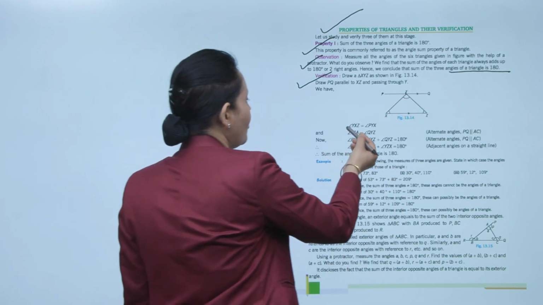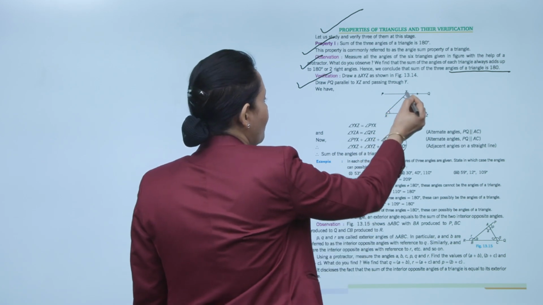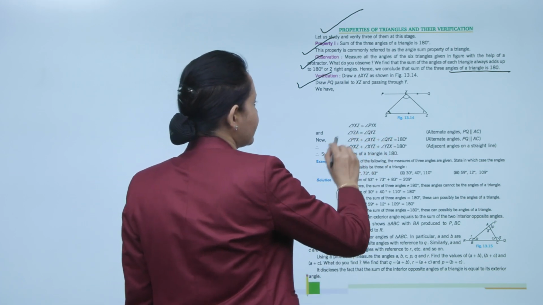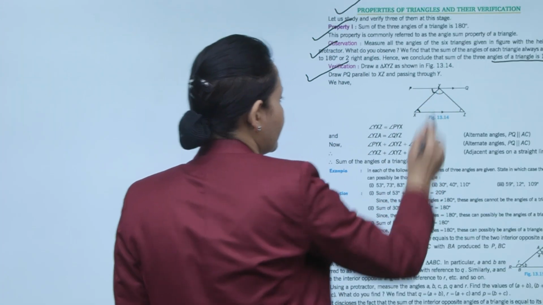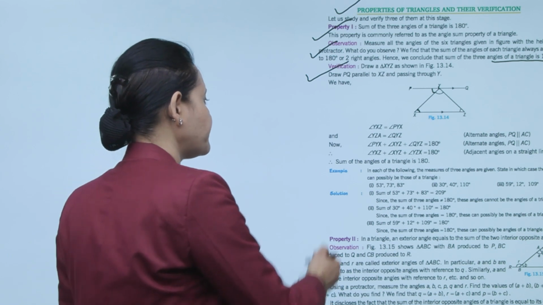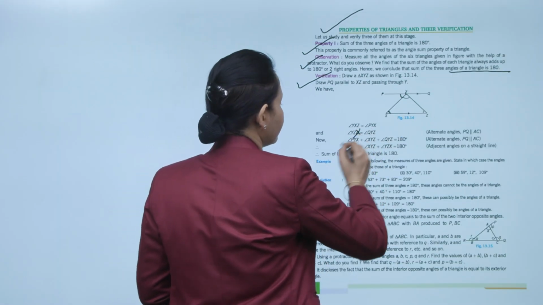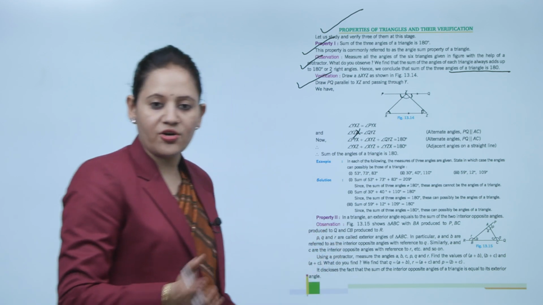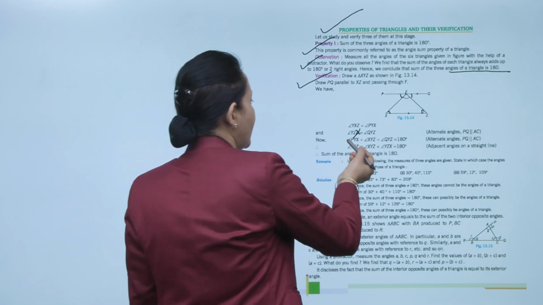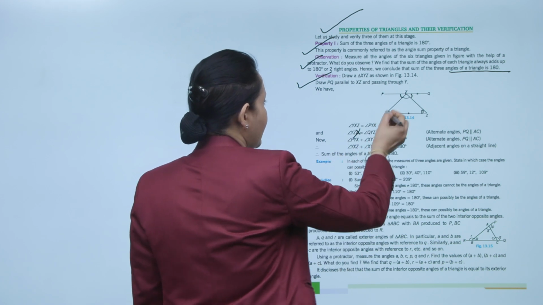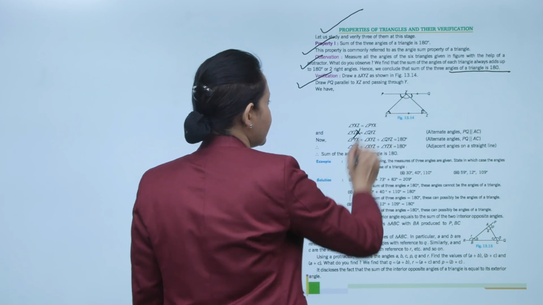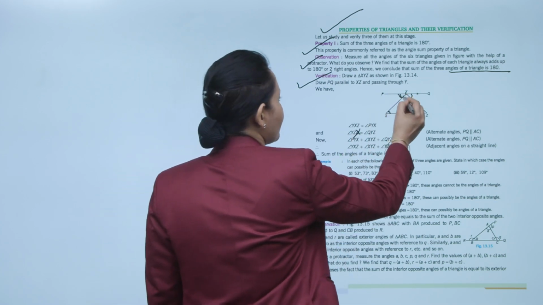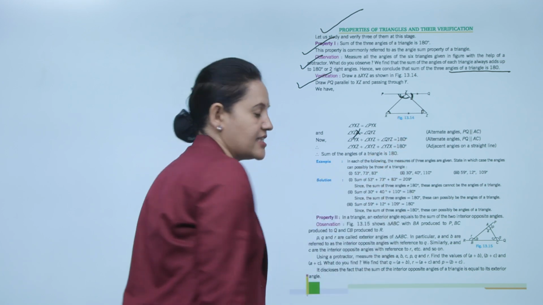Now, angle YXZ, this one, equals angle PYX. Why? Because they are alternate angles. Angle YZX is equal to this angle because they are alternate angles. Now, angle PYX, this one, and angle XYZ, this angle, together equal 180 degrees. Clear?